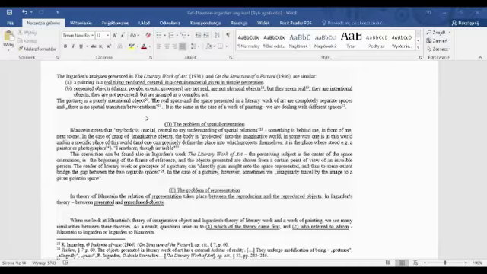The problem of spatial orientation. Blaustein notes that my body is crucial, central to my understanding of spatial relations. Sometimes something is behind me, in front of me, next to me. In the case of grasping imaginative objects, the body is projected into the imaginative world. In some way, one is in this world and in a specific place of this world. And one can precisely define that place into which one projects oneself: it is the place where stood, for example, a painter or photographer. I'm there, though invisible.